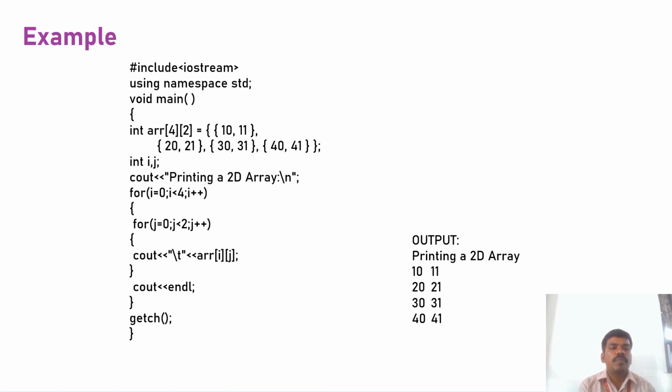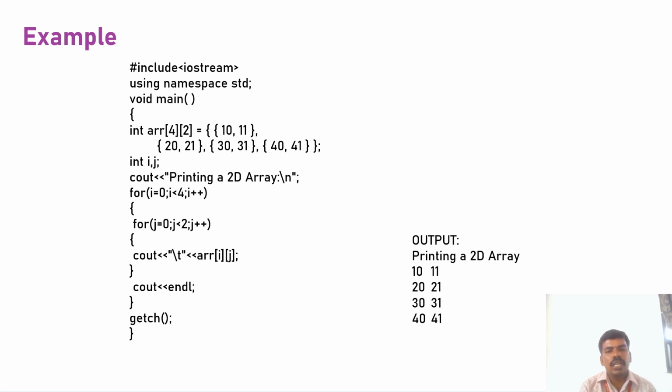It's an example program. This array is 4 by 2, so this is a 4 by 2 matrix, 4 rows and 2 columns. So we can enter the elements for 4 rows and 2 columns: 10, 11, 20, 21, 30, 31, 40, 41. So 10, 11 is the first row for 2 columns, and 20, 21 is the second row for 2 columns, and 30, 31 is the third row, 40, 41 is the fourth row.